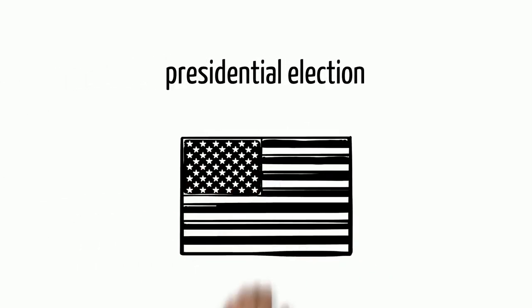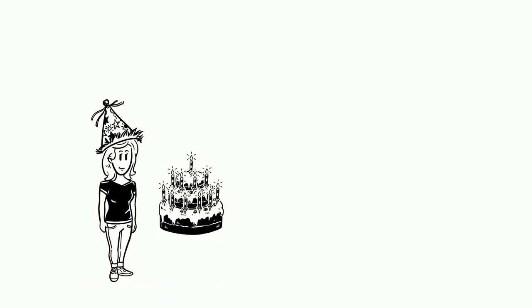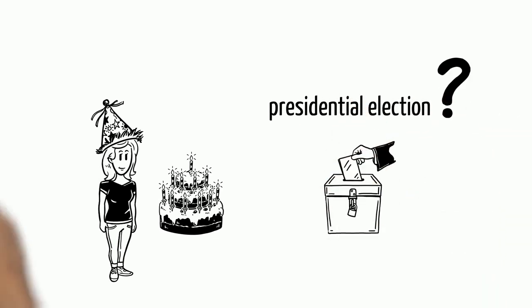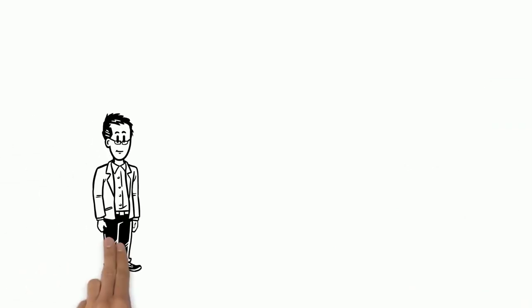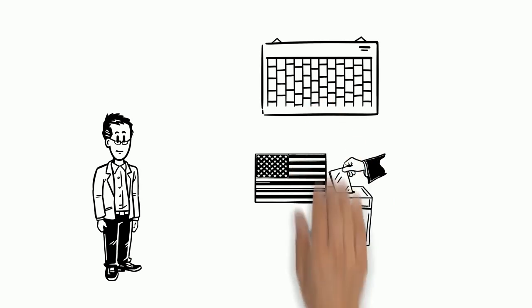The United States presidential election. Emily recently celebrated her 18th birthday and is excited to vote this year in her very first presidential election. But how does it work exactly? Emily's dad explains that elections in the United States last the whole election year.